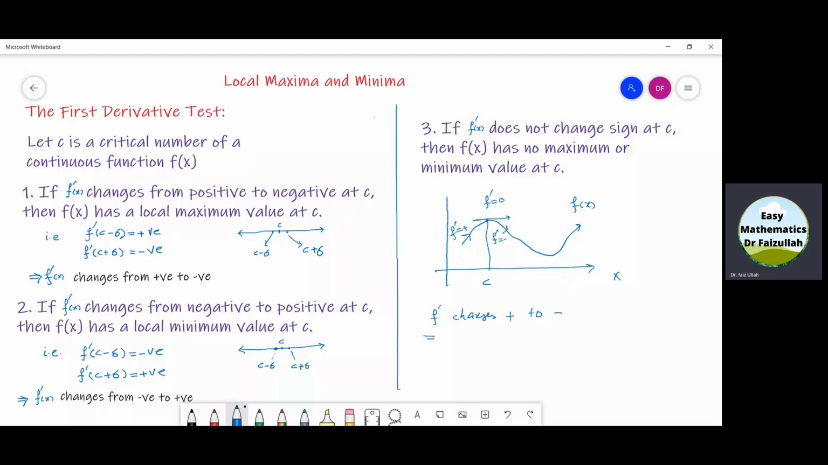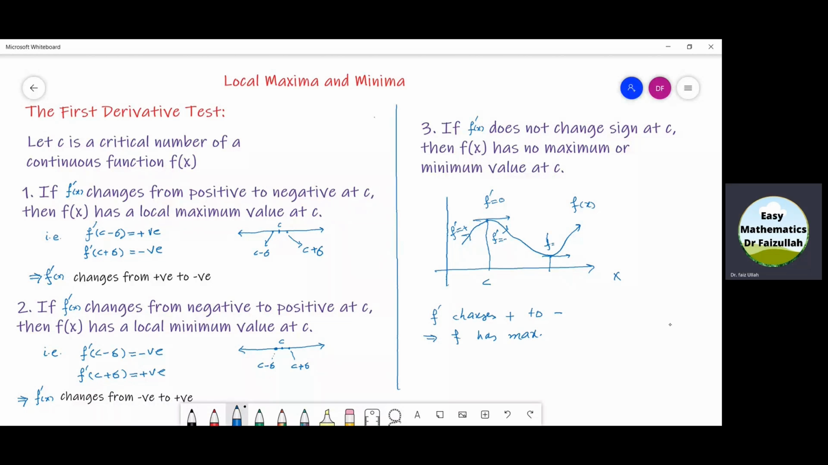This will imply that f of x has a local maximum value at that point. And now let us draw another critical point, which is here. And we can see that the graph is parallel to the x-axis. So f dash is 0 at that point.